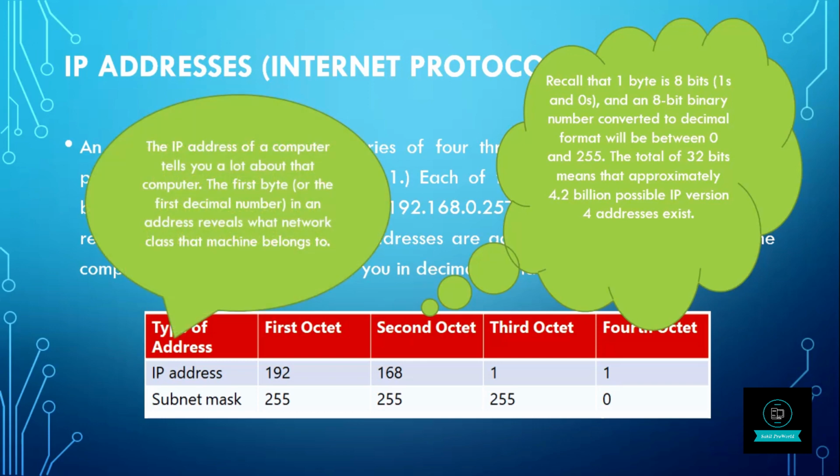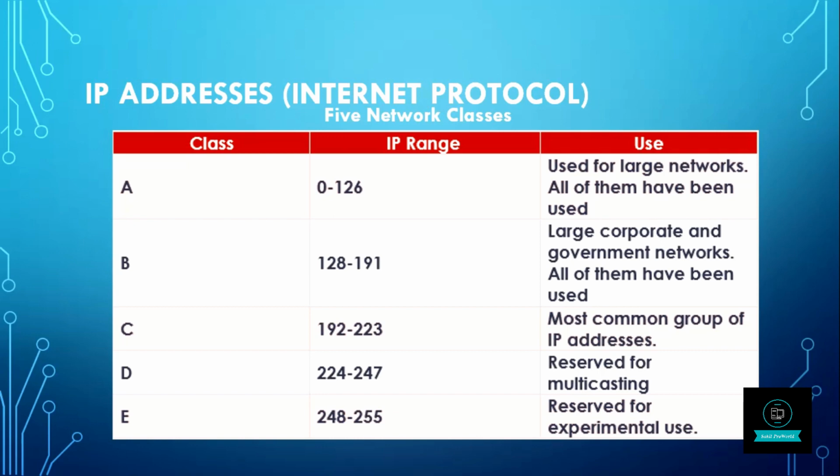The IP address of a computer tells you a lot about that computer. The first byte in an address reveals what network class that machine belongs to. Now the classes of network. Class A, IP range between 0 to 126 and it is used for large networks. All of them have been used. Class B, 128 to 191, large corporate networks and government networks. All of them have been used.